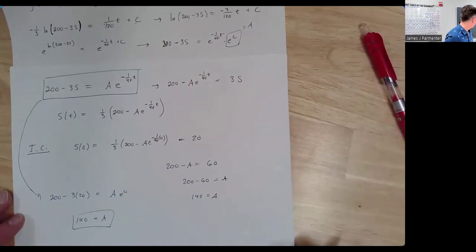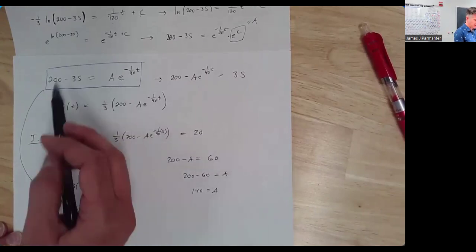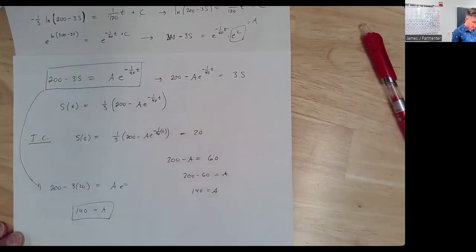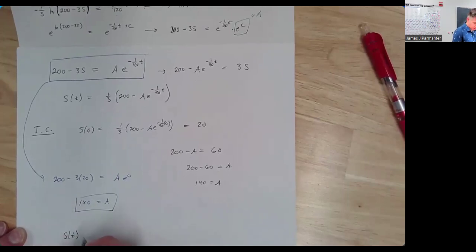But sometimes it is. So I would say if you can pick your moment to find your constant, there often is a best moment where it's going to be the least amount of work. Again, not super terrible to do it at the end, but if I had done it right here, it's even easier. And then we would write our final function for the amount of sugar at time t as equal to 1/3 times 200 minus 140 e to the negative 1 over 40 t.